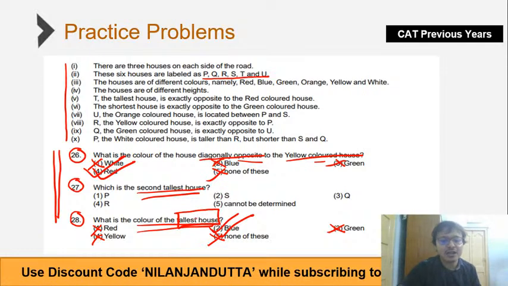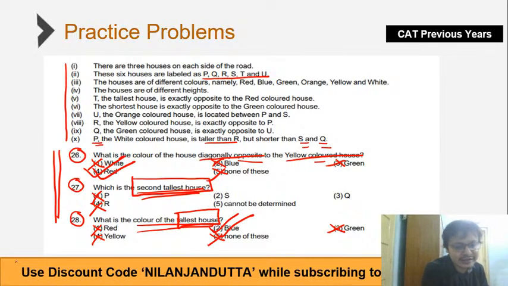Third question, answer will be option 2. The only thing left is the second tallest house. Second tallest house, you have options like P and R. Since T is the tallest and P is taller than R, so obviously the answer is not going to be R because P, S, Q, all of them are taller than R. Similarly, S, Q are both taller than P, so the answer will not be P either.